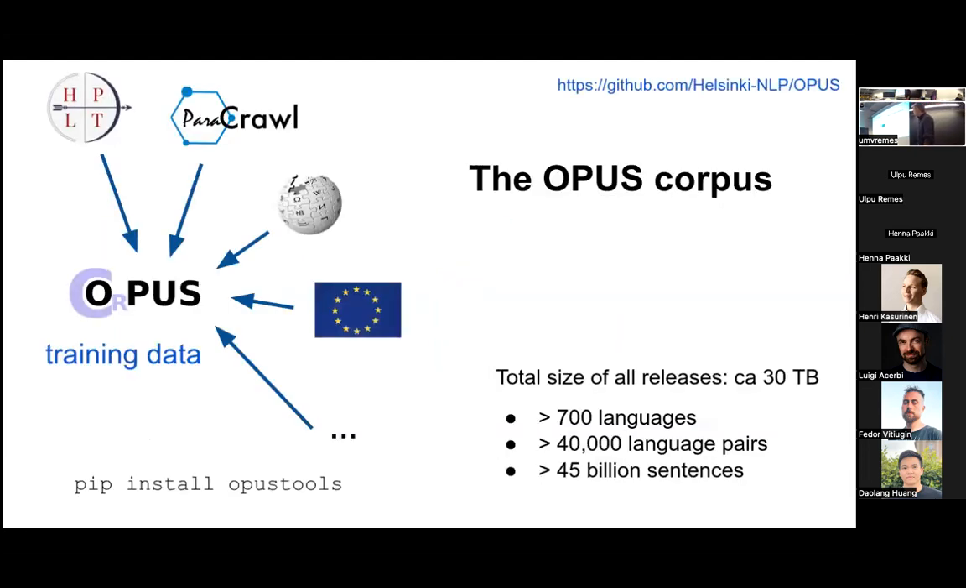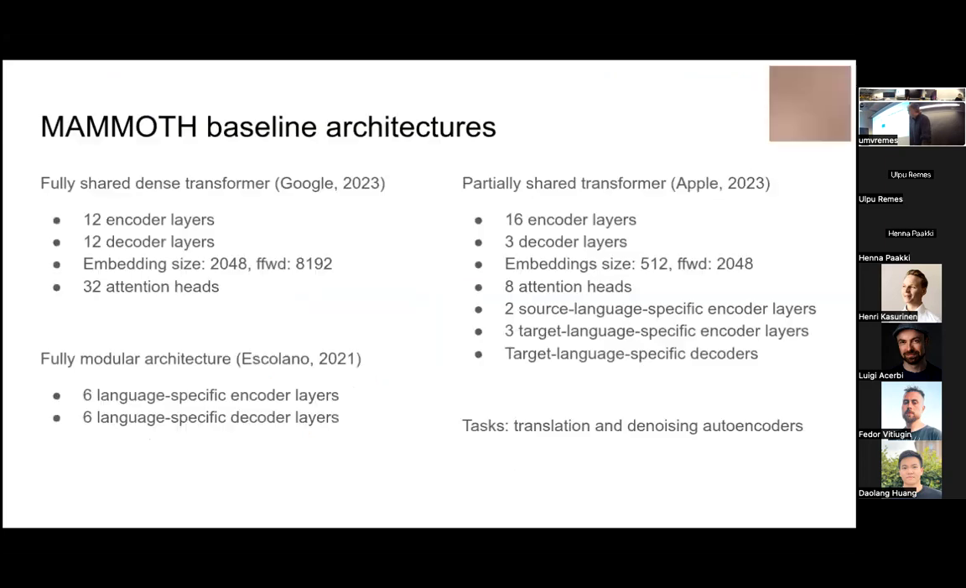I skipped this one, but just to say, it is actually quite big. We have terabytes of data, many languages, many sentences that have been aligned. Okay, so we have some baseline architectures which have been proposed before. This modularization is not something only we are doing. There was Escolano, who did completely independent components.